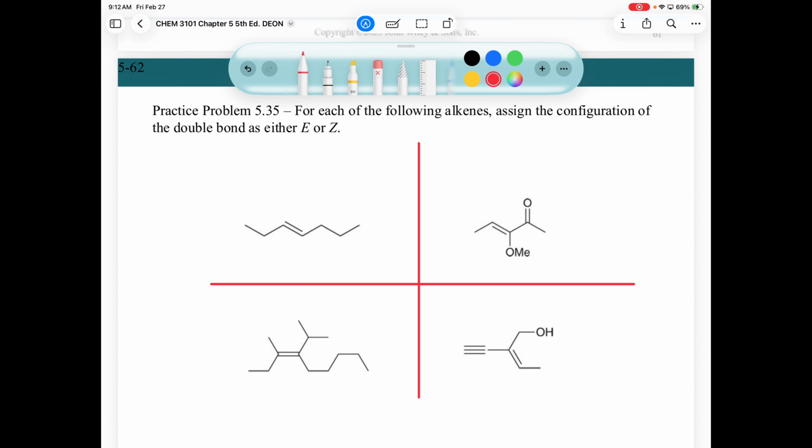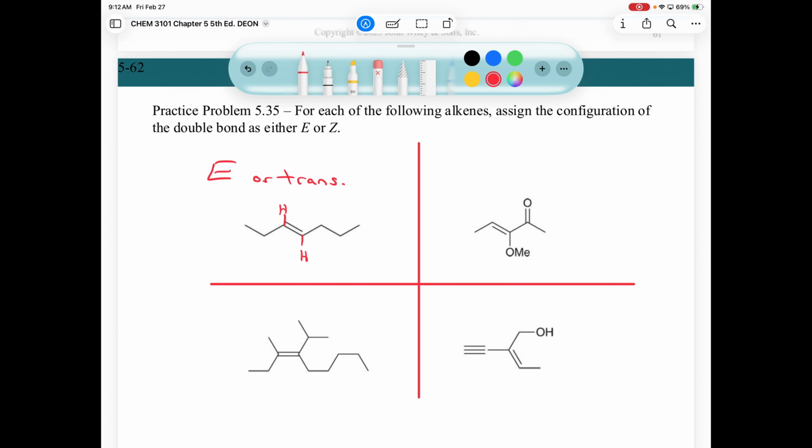Okay, for each of the compounds, let's figure out if these are E or Z. So we'll do all four of these. All right, top left-hand corner. I'll give you a second to try to assign all four of them. E or Z for that one? I agree. That is an E compound, right? Could you also call it a trans compound? Yeah, you could call it trans because the two hydrogens are on opposite sides. So we could say E, or technically you could call it trans.